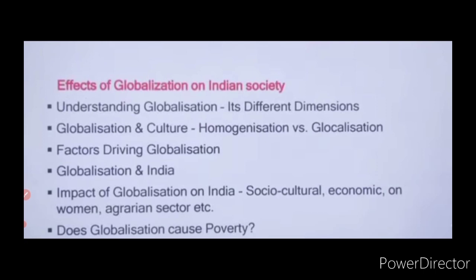globalization and India. Impact of globalization on India: socio-cultural, economic, on women, agrarian sector, etc. Now, does globalization cause poverty? Very important. Okay. Now, Indian society.